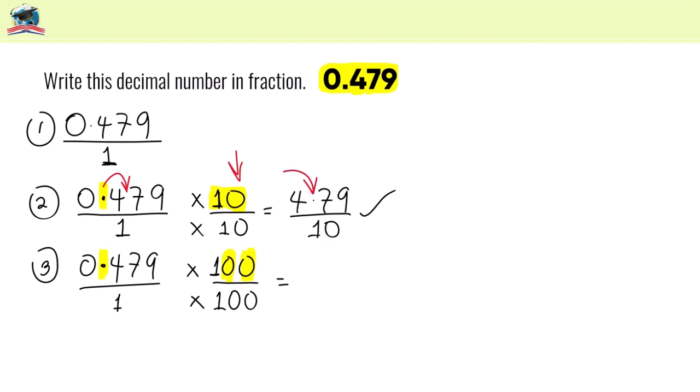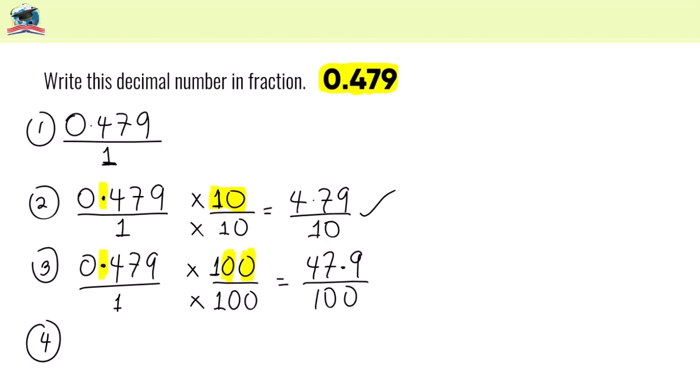Good. Now let's go back to the question. And this time, what do we get? So 0.479 multiplied by 100 should give us 47.9 all over 100. We could see that our decimal point has moved 2 places to the right. Now, what if we want to move the decimal point 3 places to the right? That means we multiply by 1000, because 1000 has got 3 zeros. Beautiful.